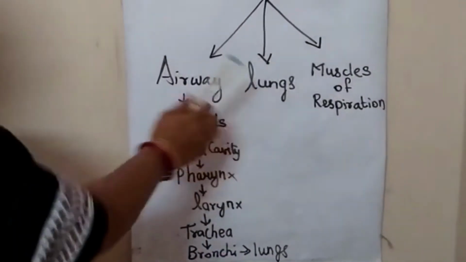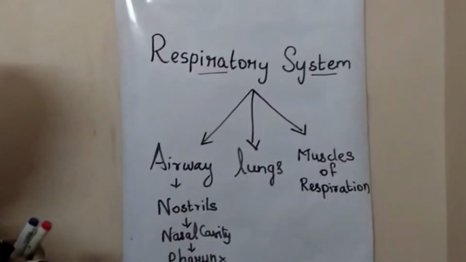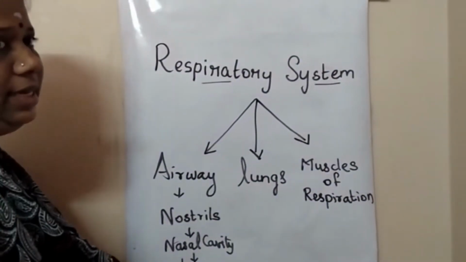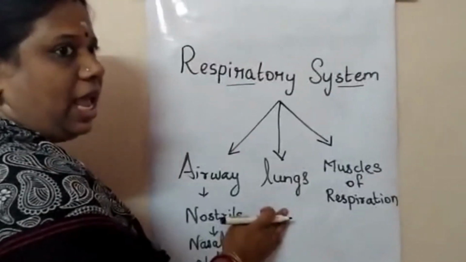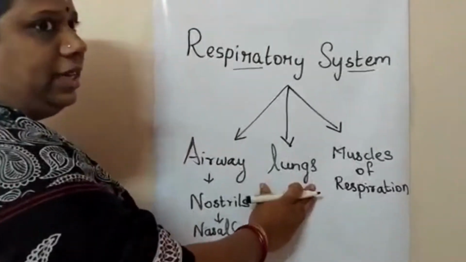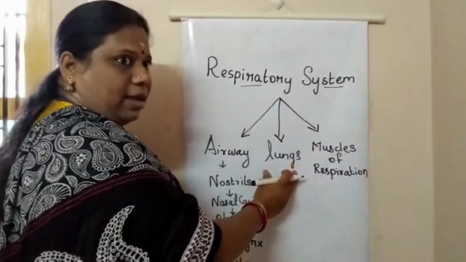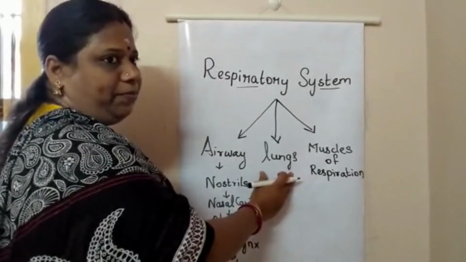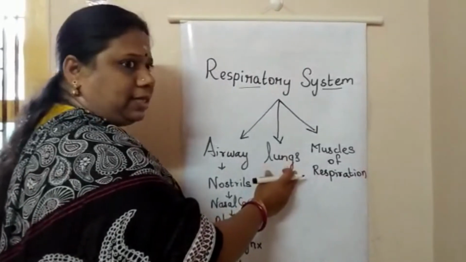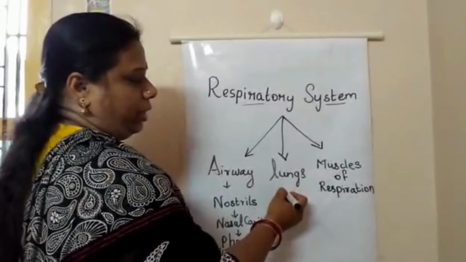The second part, that is lungs. Exchange of gases takes place in lungs, isn't it? It supplies oxygen to the tissues and removes carbon dioxide. You know about lungs already, isn't it? It is sac-like structure, cone shape. It is placed in the chest cavity.